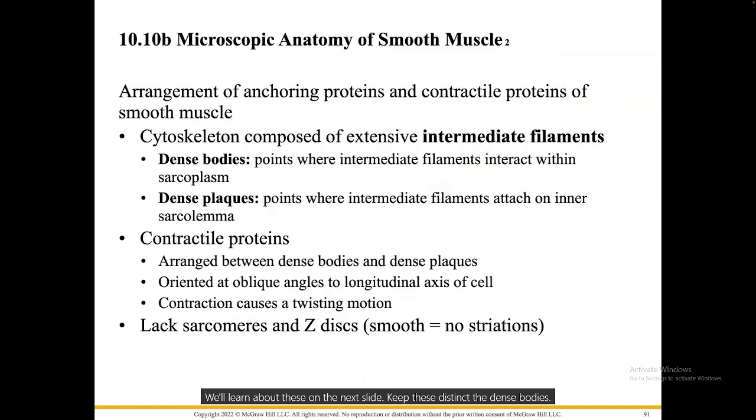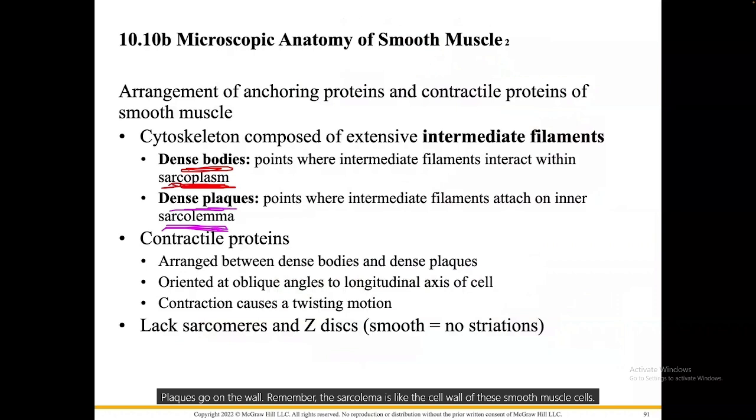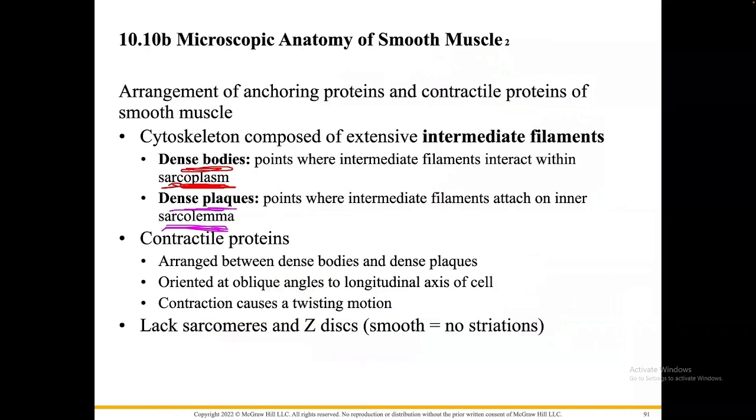Keep these distinct. The dense bodies interact with the sarcoplasm. I'm going to get gross here for a second, and I guess kind of trigger warning, but basically the bodies are floating in fluid versus the dense plaques. Plaques go on the wall. Remember, the sarcolemma is like the cell wall of these smooth muscle cells. So the plaques go on the wall, dense plaques attached to the sarcolemma. The dense bodies kind of float around in the sarcoplasm, that more gel-like fluid.